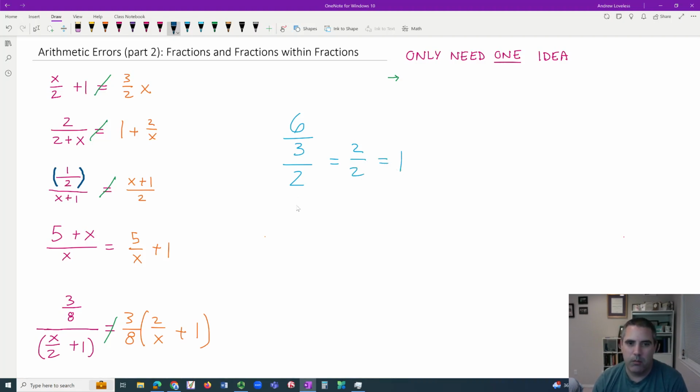Then I would say, okay, I want you to do it a different way. I want you to tell me what this is first. Instead of telling me what this is first, which is what I did, I want to know what this is first. Well, that's 1.5. Okay, now I want you to take 6 and divide by 1.5. It's 4. Whoa. So usually when I show that to people for the first time, they're like, what?